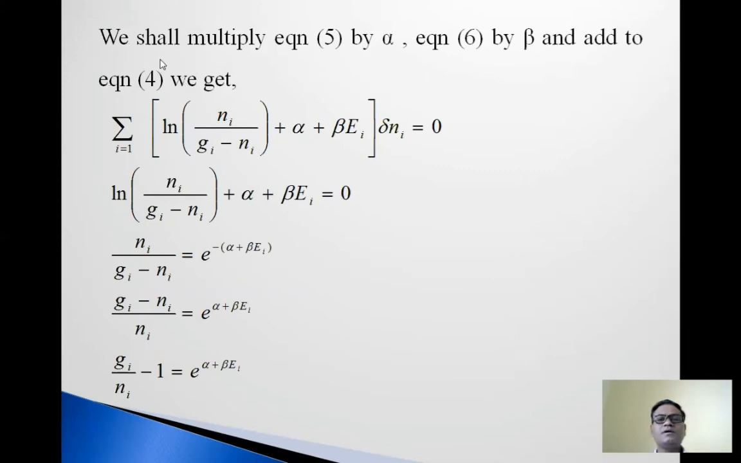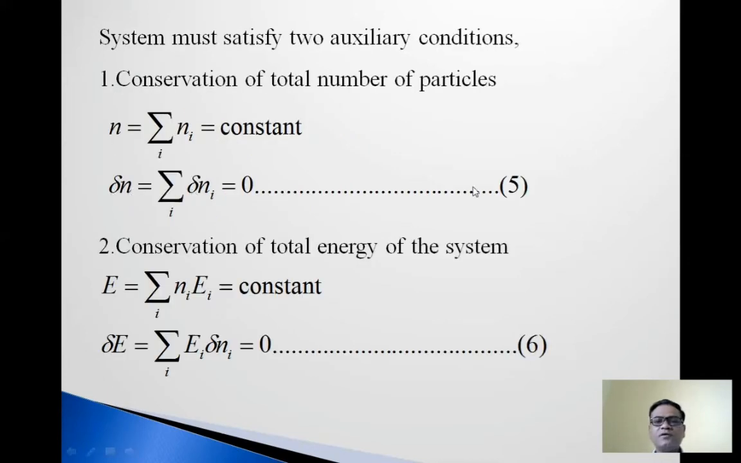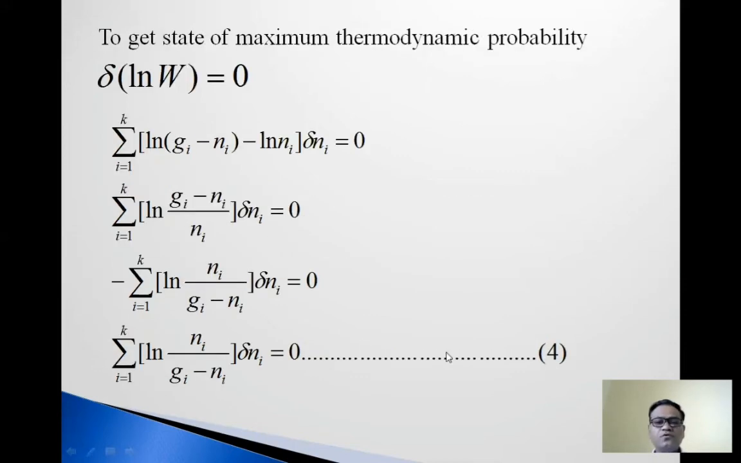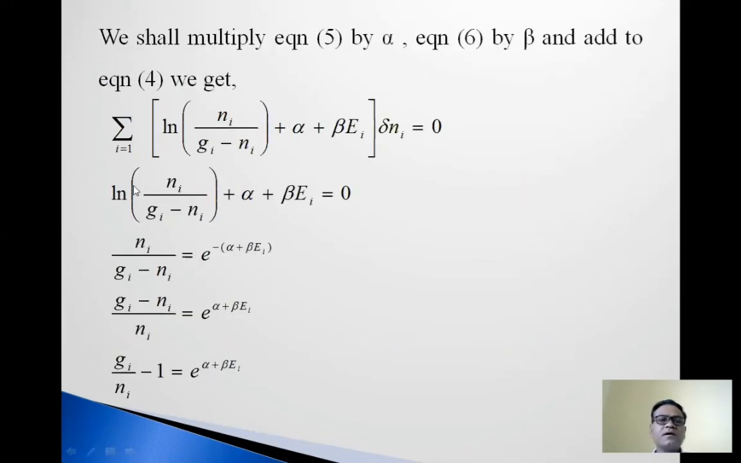Now multiply equation 5 by alpha and 6 by beta and add to 4. Here multiply this equation by alpha, multiply this equation by beta and add to equation 4. So we can write summation i is 1 to k, log of ni upon gi minus ni plus alpha plus beta Ei, outside delta ni is equal to 0. Now remove this sign. So log of ni upon gi minus ni plus alpha plus beta Ei is equal to 0.